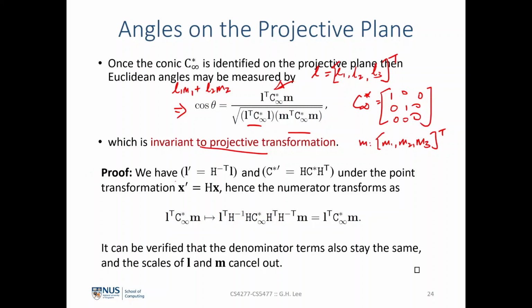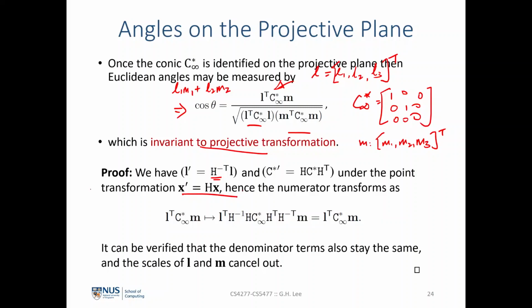Recall that I have mentioned that the line transformation is given by H inverse transpose L, where H is a general projective transformation, and the dual conic transformation is given by H C star H transpose, which transforms into C star prime under any point transformation x prime equals H of x.